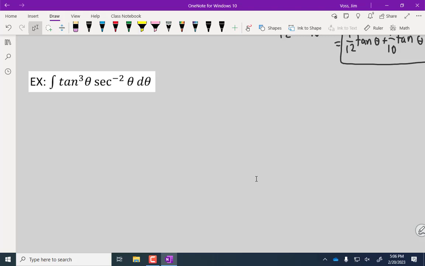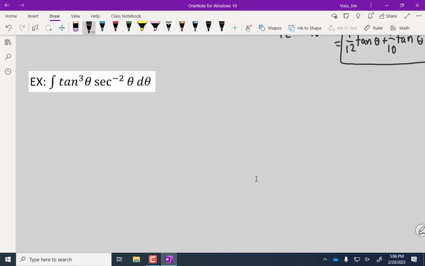That is not an even power on secant. That secant squared is in the denominator, so that's not what we mean by an even power. That even power needs to be in the numerator, so when it pulls off, it's with the dx, or the d theta, or whatever the variable is. So that's not an even power on secant. This is an odd power on tangent. So with an odd power on tangent, we're going to pull off a sec tan.